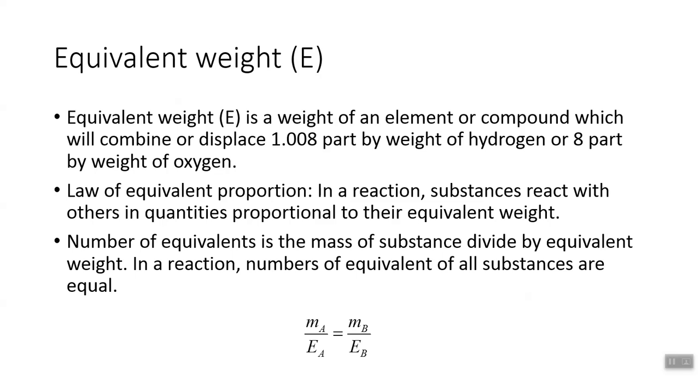And we have the law of equivalent proportion. In a reaction, a substance reacts with others in quantities proportional to their equivalent weight. And we have the definition of number of equivalents: it is the mass of a substance divided by its equivalent weight. So therefore, in a reaction, the number of equivalents of all substances are equal, and we have the expression Ma over Ea equals Mb over Eb. This is the number of equivalents. The mass over the equivalent weight is the number of equivalents.